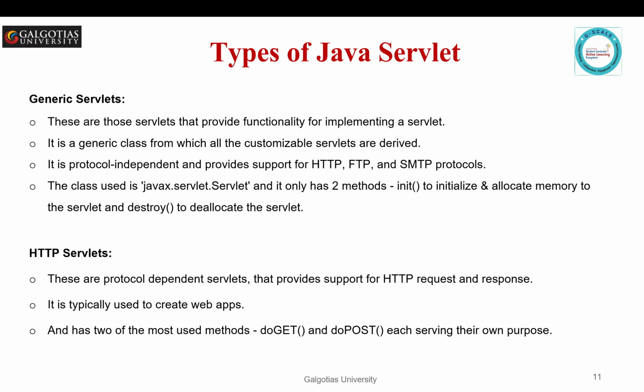There are mainly two types of servlets. First is the generic servlet, which is protocol independent and can support protocols like HTTP, FTP, and SMTP. It provides basic lifecycle methods such as init and destroy. Second is the HTTP servlet, which is protocol dependent and specifically designed for HTTP requests. It provides commonly used methods like doGet and doPost.